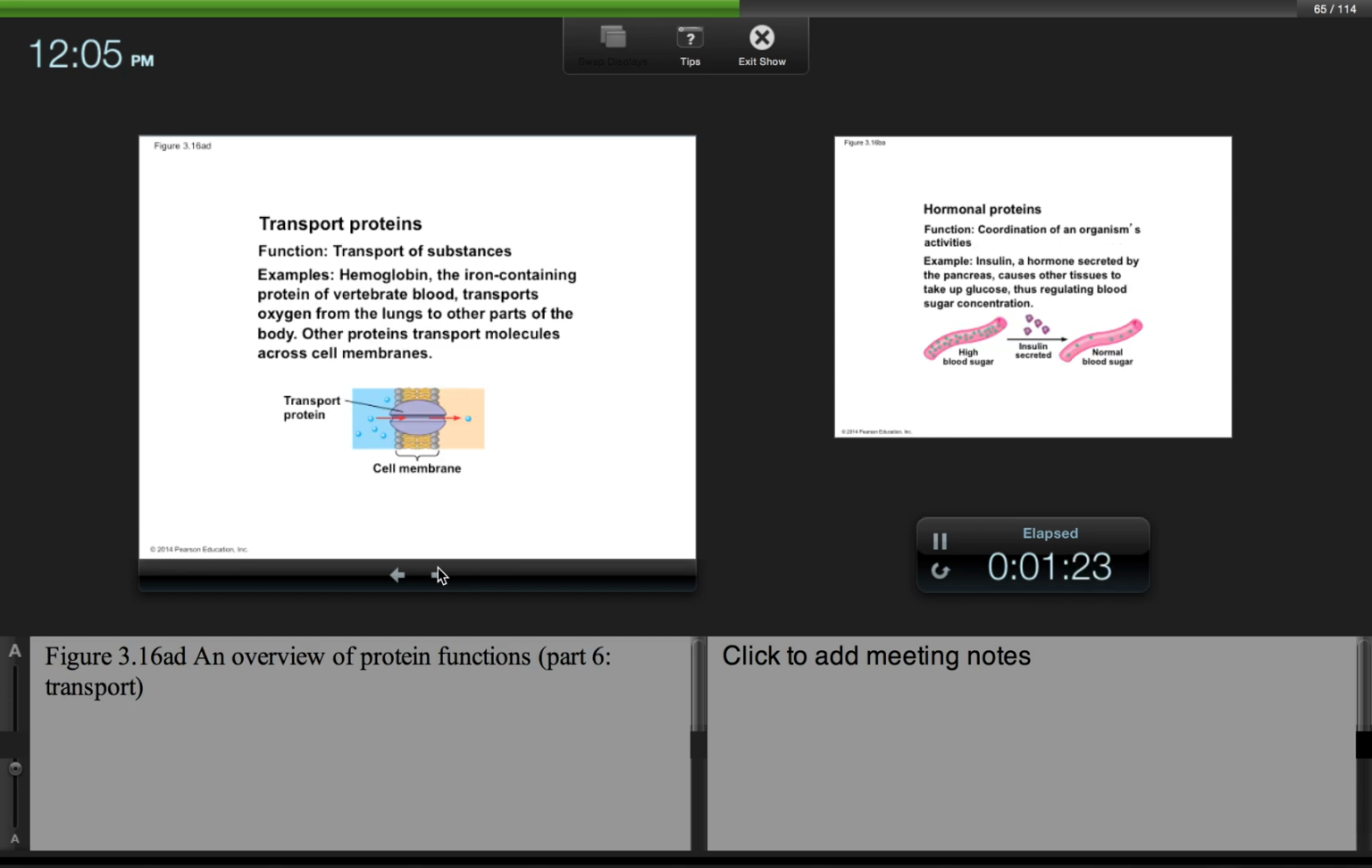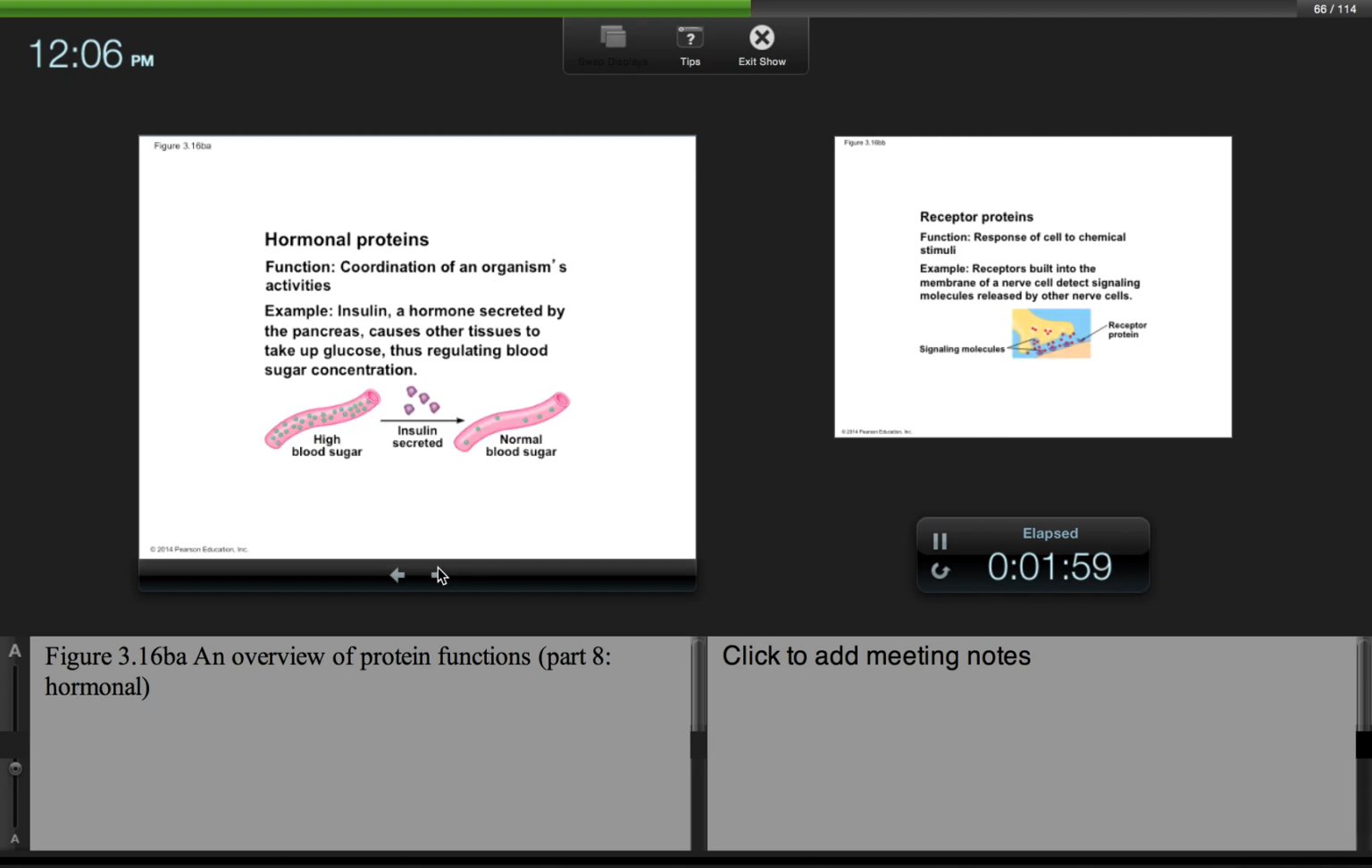We've learned a lot about transport proteins, those proteins that are embedded within the cell membrane that allow the transport of molecules into or out of the cell. One example would be hemoglobin, the iron-containing protein of vertebrate blood, which transports oxygen from the lungs to other parts of the body. Another example of your transport protein would be, for example, your sodium-potassium pump. Or the proteins that are embedded within the mitochondrial membrane or the thylakoid membrane that allow the transport of hydrogen ions.